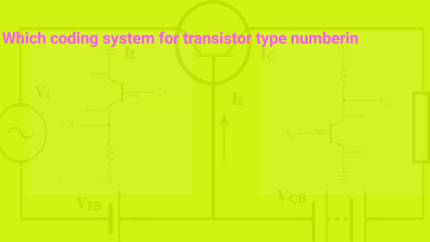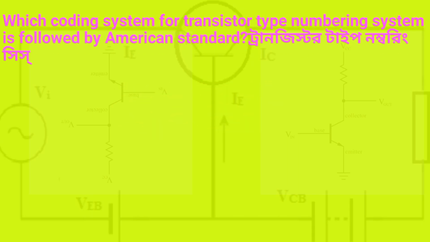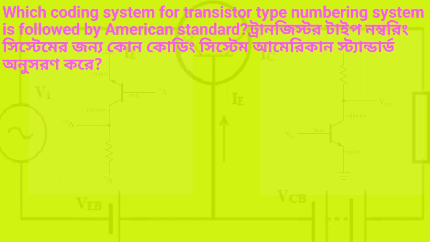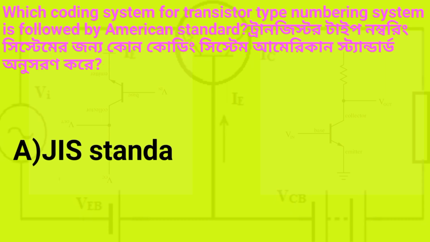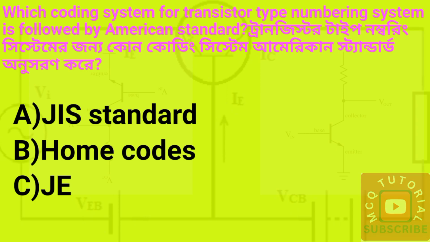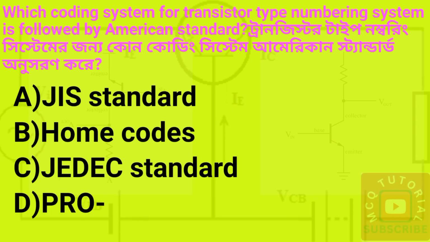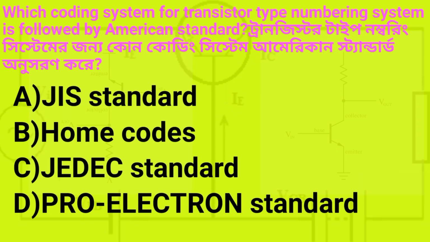Which coding system for transistor type numbering system is followed by American Standard? Option A JIS Standard, Option B Home Codes, Option C JDC Standard, Option D Pro Electrons Standard.